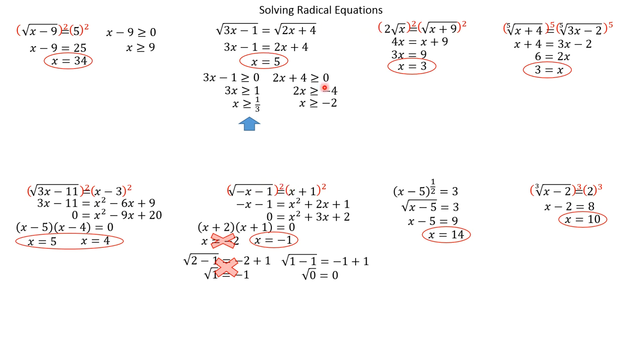So that's equations. How about inequalities? Inequalities are going to be solved exactly the same, but here finding that domain is going to be very important.